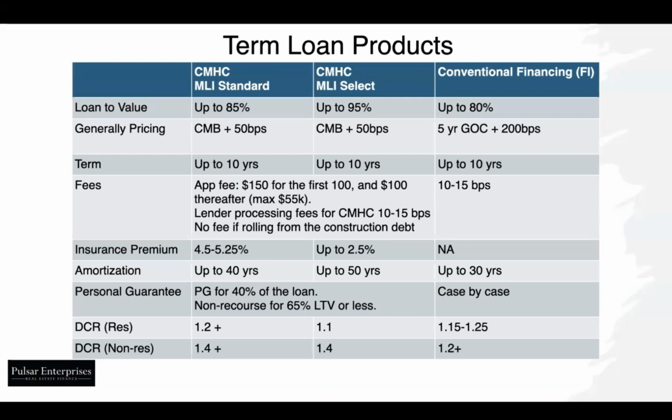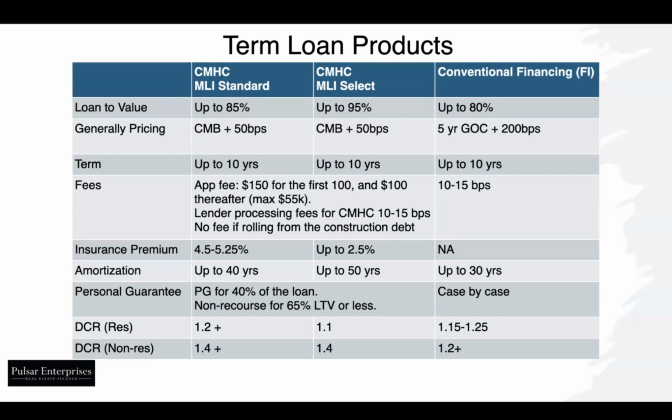Private options are also removed because private lending is more suitable for short-term use. So once you have an income-producing property, it's more beneficial for you to get CMHC financing or conventional financing because CMHC and conventional options are cheaper and more for long-term use. And on these three programs, MI Standard will give you up to 85% loan to value, and MI Select will get you up to 95% loan to value, and bank financing usually up to 75 to 80%.